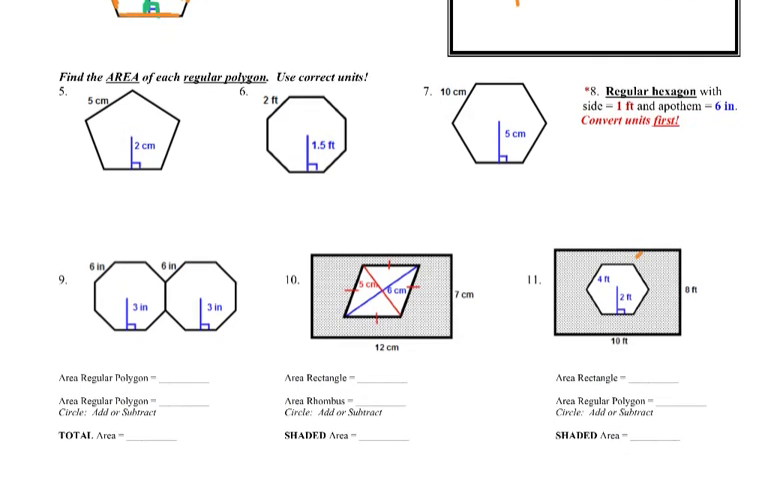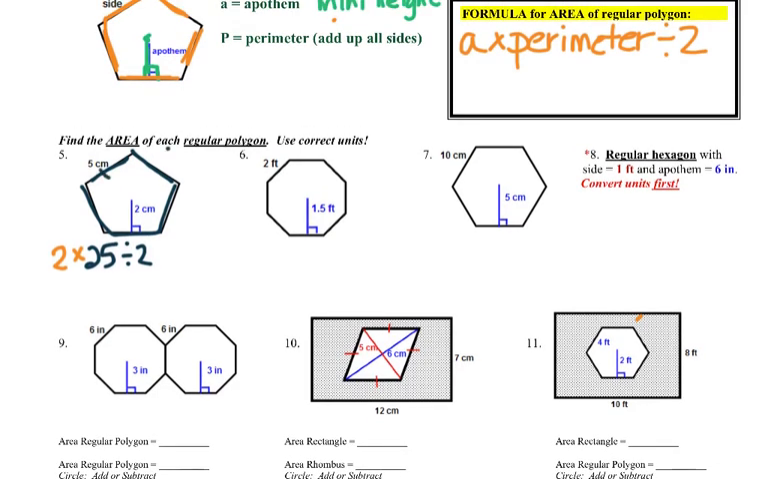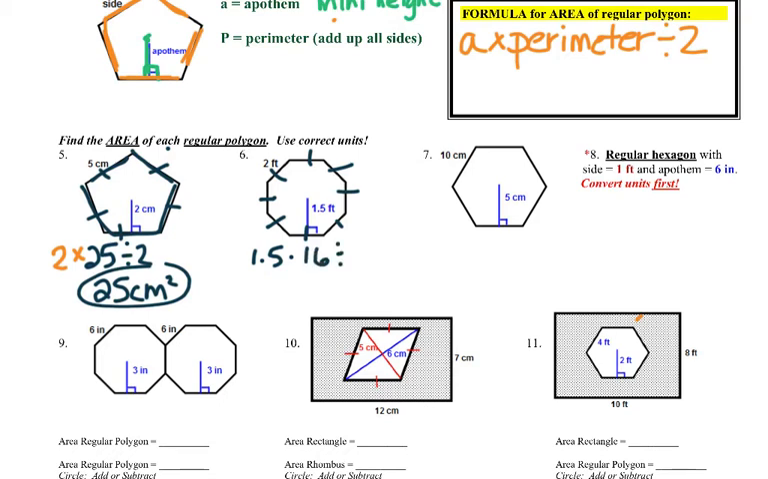So here, the mini height is 2 times, what's the perimeter? It's regular, remember, so 5, 10, 15, 20, 25. Because it's a regular polygon, everything was equal. And that's going to happen every single time. So when I multiply that and divide by 2, I get 25 centimeters squared. Here the mini height is 1.5. 2, 4, 6, 8, 10, 12, 14, 16. Yeah, 16. 1.5 times 16 divided by 2, and I believe that turns out to be 12 feet squared.